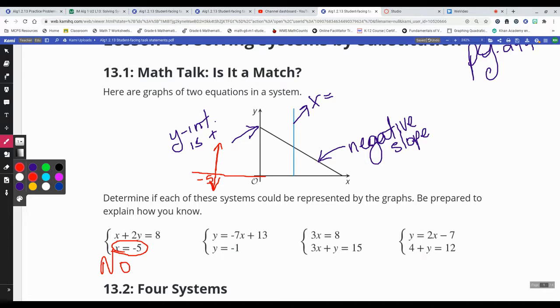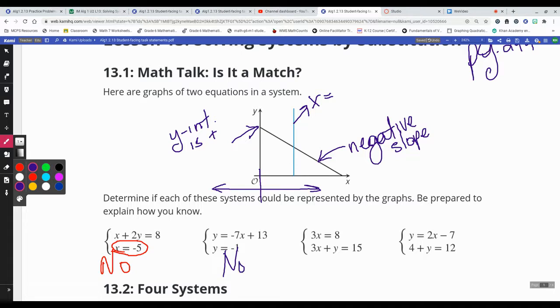All right, let's look at the second example. So slope-intercept form, the first one, it has a negative slope. Good, we talked about that. -7 is the slope. It has a positive y-intercept. Spoke about that. Now let's look at the second one, y equals -1. The line y equals -1 is a horizontal line at -1 on the y-axis, right? So no, that's not a possibility.